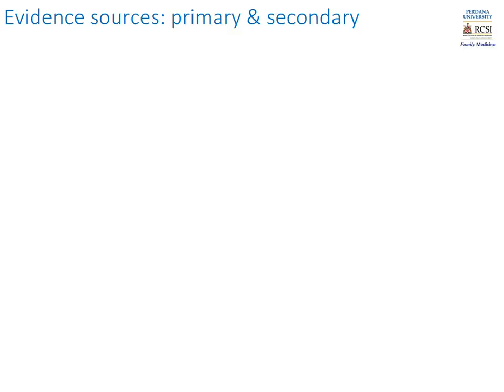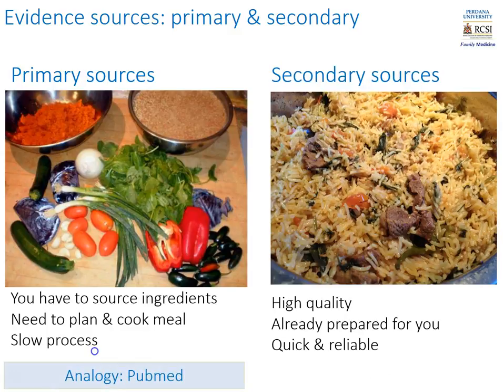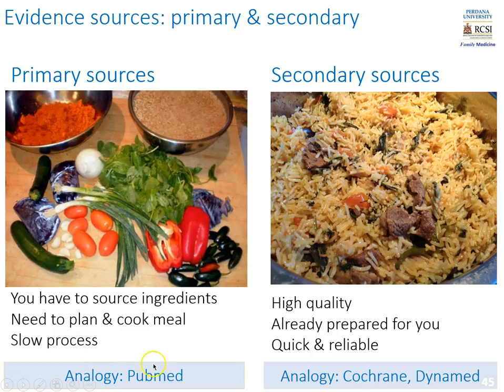Let's look at sources of information now. Where do you get information to answer your clinical questions? This is a food analogy which is very relevant in Malaysia. Effectively, PubMed, or primary sources, are ways of finding out information about trials and reviews. And it's a bit like preparing a meal. If you're using PubMed, effectively you have to put in all the keywords and MeSH terms and find the information yourself. You have to source the ingredients, in other words, and you need to plan and cook it. It's a slow process, but the results could be very good and very nourishing and very tasty.